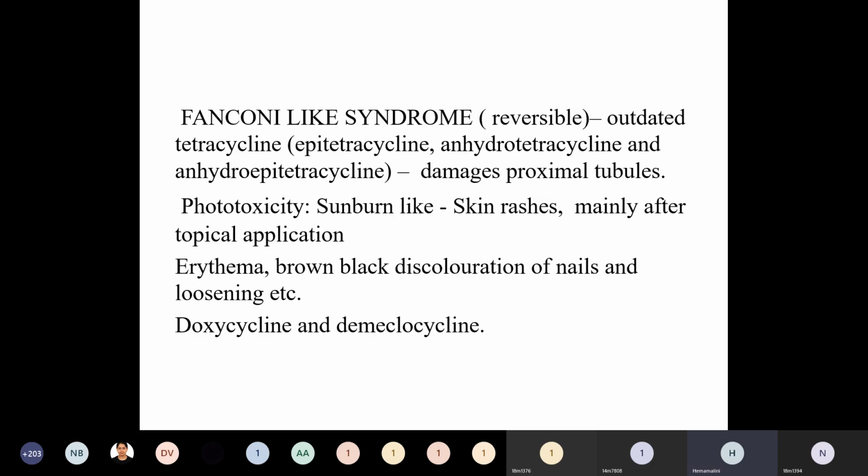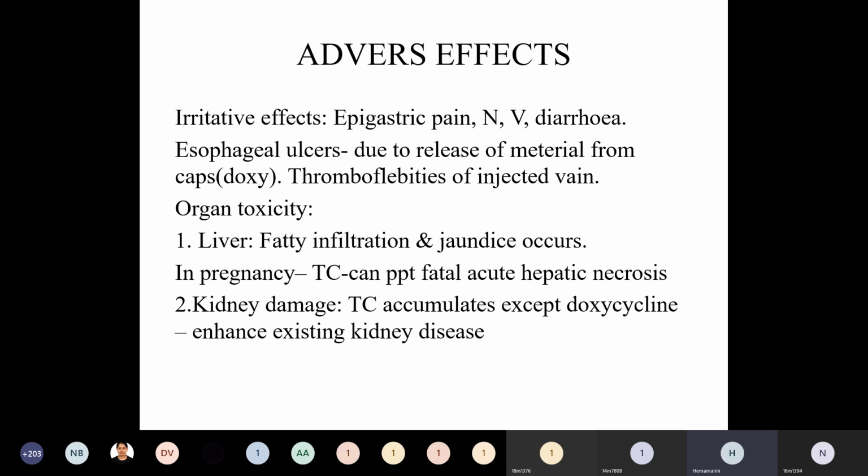Okay. I start with the adverse effects. Irritative effects like epigastric pain, nausea, vomiting, diarrhea, esophageal ulcers, that is because of release of materials from the capsules while swallowing the capsules, and thrombophlebitis of the injected vein. Then coming to the organ toxicities, liver: it may lead to fatty infiltration, may lead to jaundice, and in pregnancy, if you give tetracyclines, it can precipitate fatal acute hepatic necrosis.